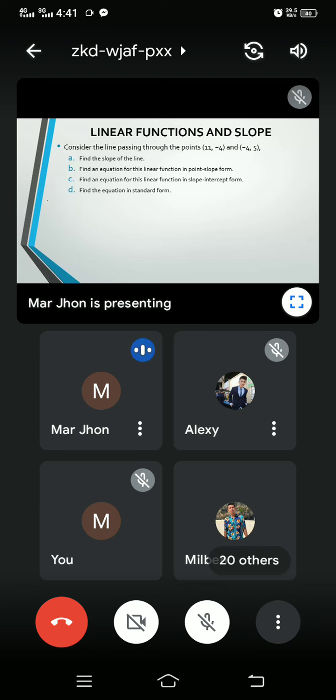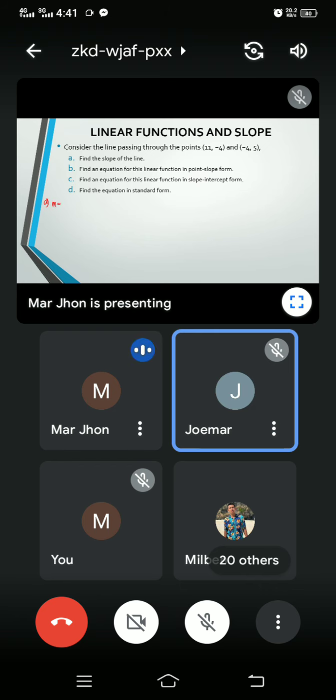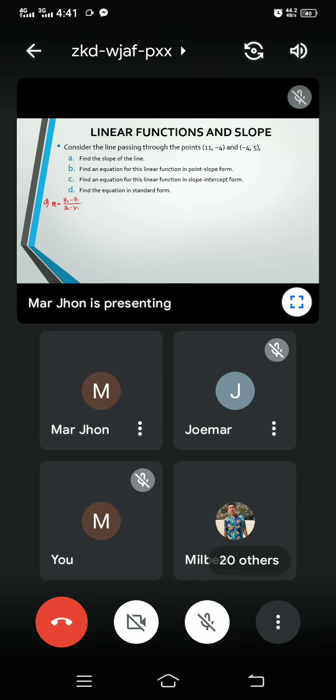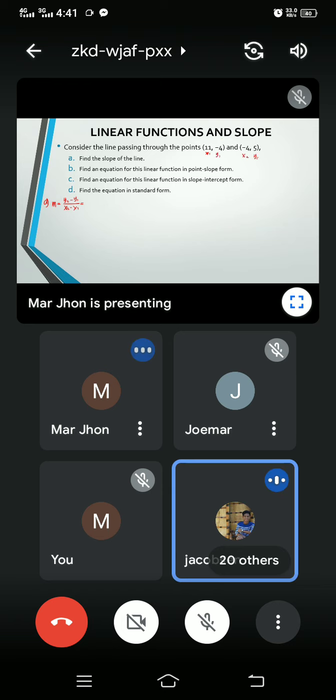So A, find the slope of the line. So kabalo na ani. Yes, sir. Pero review. y sub 2 minus y sub 1 over x sub 2 minus x sub 1. Atong i-consider is x sub 1, y sub 1, pair mo na sila, then x sub 2, then y sub 2.